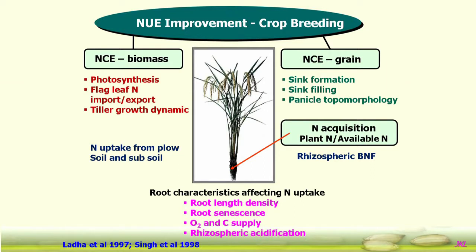On the other hand, nitrogen conversion efficiency for grain involves sink formation, which is your spikelets or panicles, and grain filling and panicle morphology. That is, once the plant has taken up the nitrogen, how it uses it to produce biomass and to produce grain. The other component is nitrogen acquisition or nitrogen uptake, and for that you have to make sure your rooting is right: root length density, root senescence, oxygen-carbon supply, rhizospheric deposits, acidification. Those are the traits one should look at.